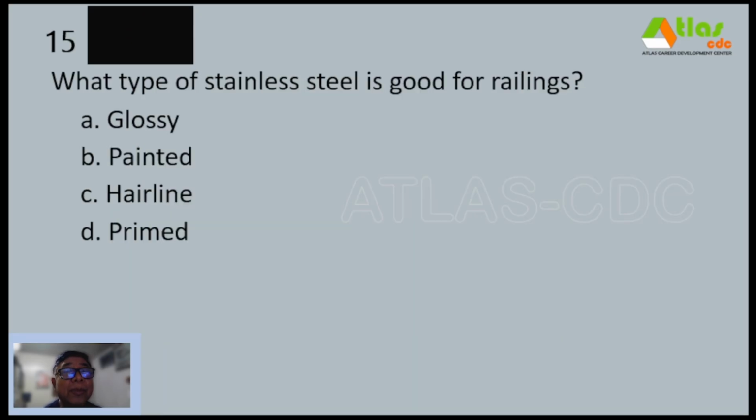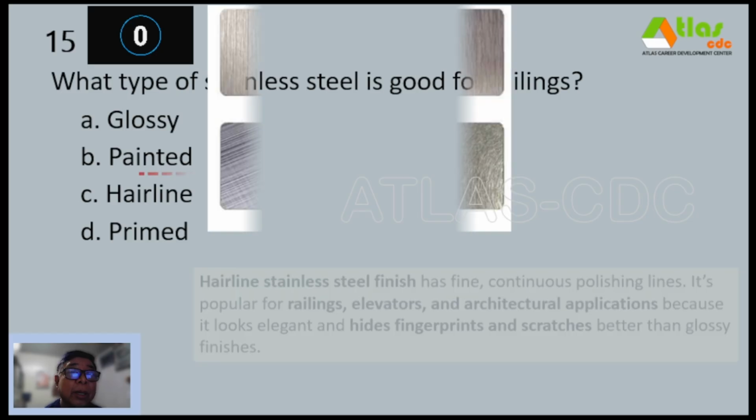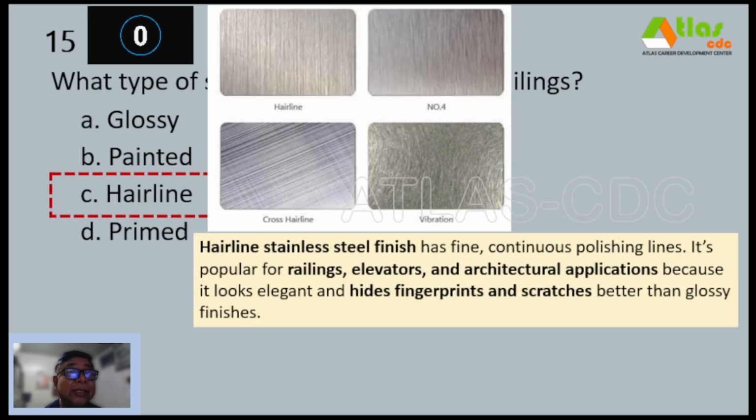Number 15. What type of stainless steel is good for railings? A. Glossy, B. Painted, C. Hairline, and D. Prime. And our correct answer is letter C, hairline.